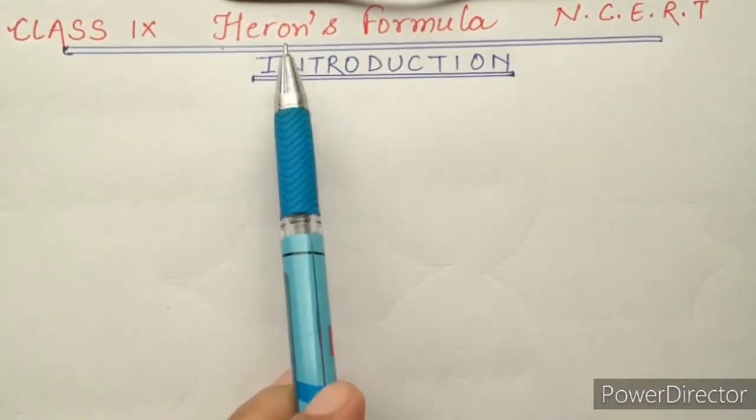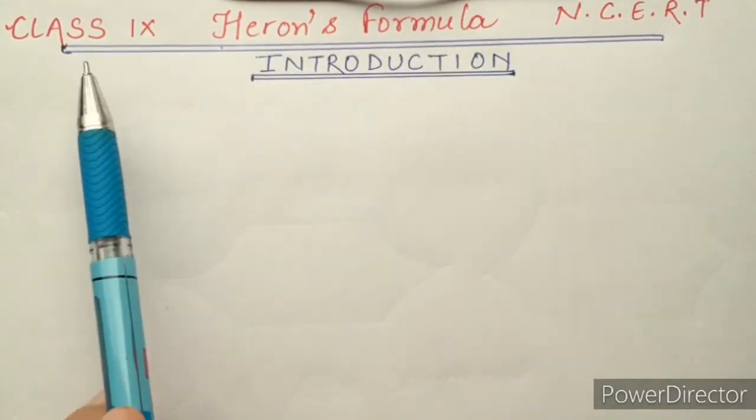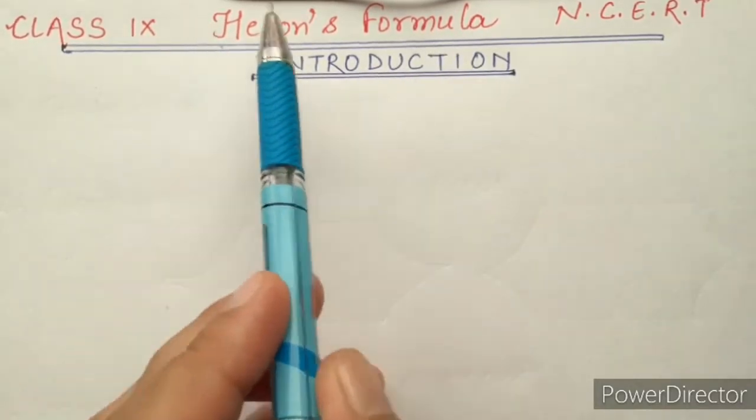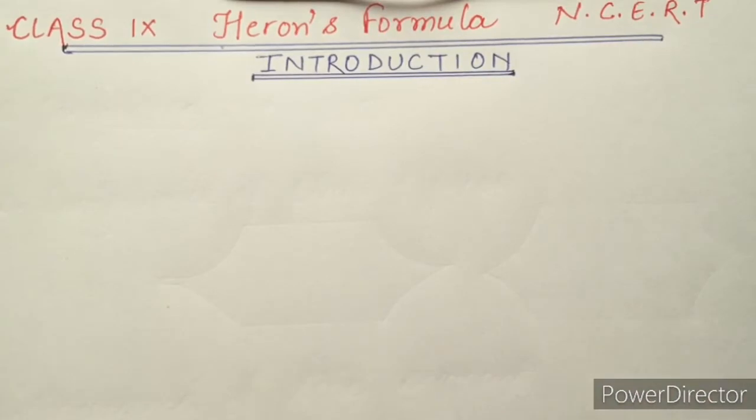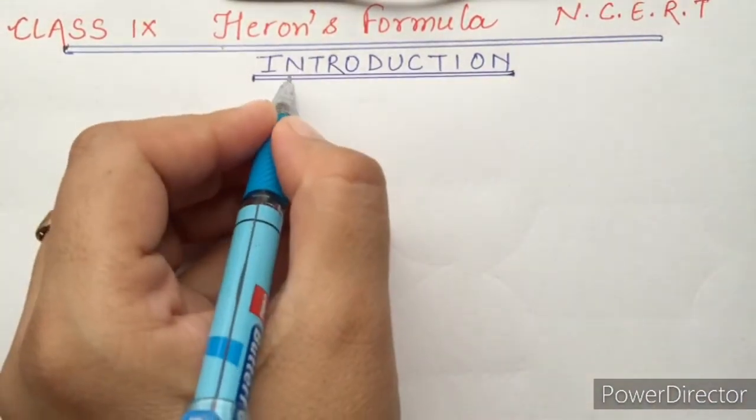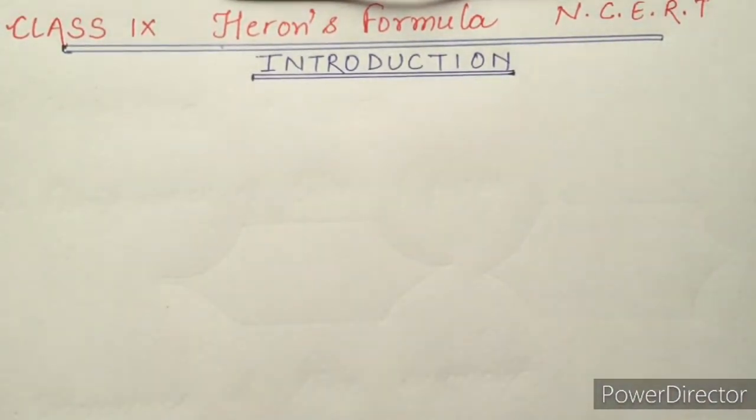Today we will be discussing a new chapter, Heron's formula for class 9th, and this chapter is taken from NCERT. The introduction of this chapter will be discussed because it will take a long time, and the exercise will be discussed in the next video. Okay, before wasting much time, students, let us start with today's class.